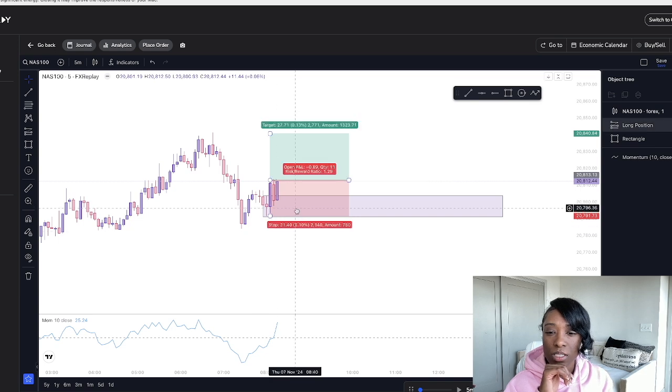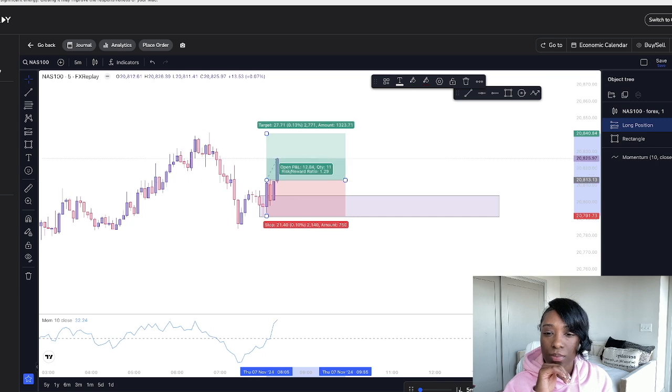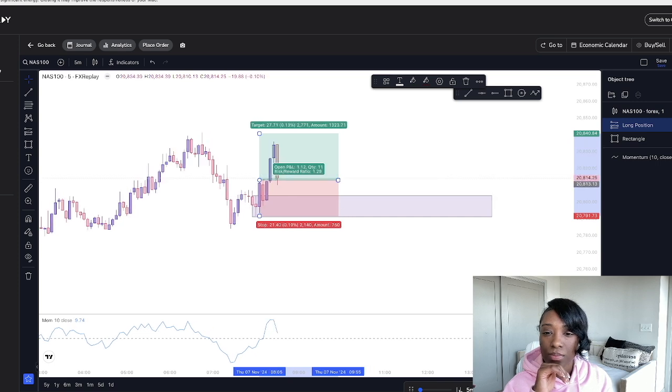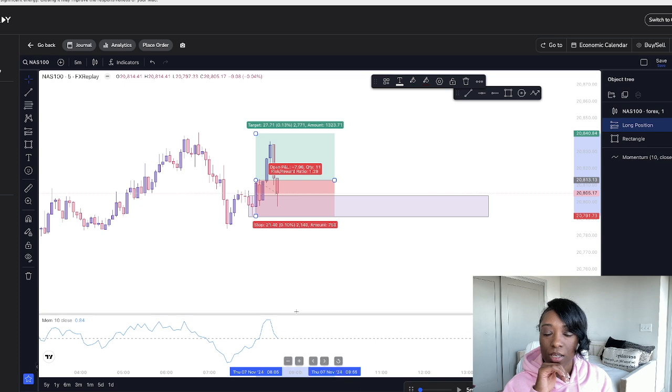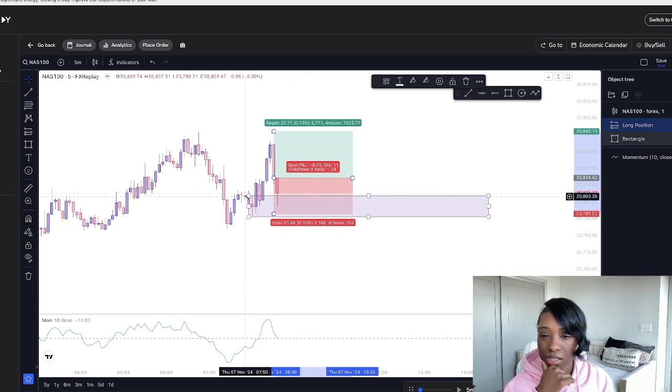Do I want to place a buy stop right here? Let's just see how it plays out, actually. Okay. So I don't think I want to place a buy stop just yet. That was pretty intense. And so I like that this created a demand zone.